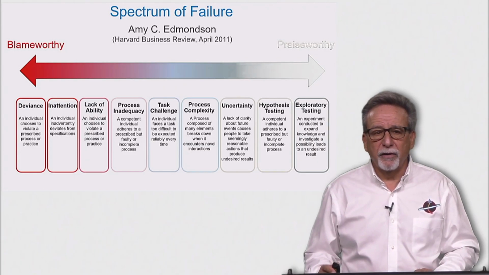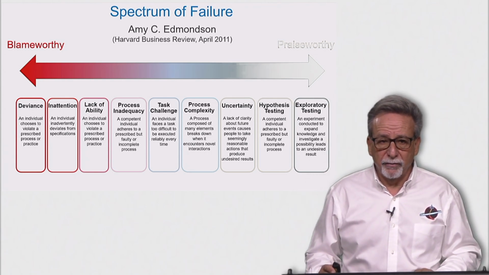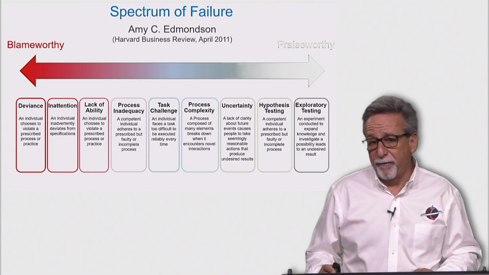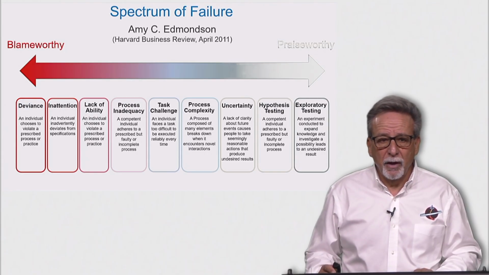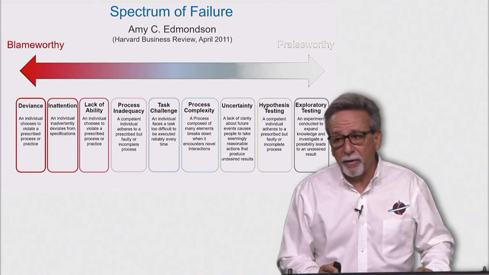Uncertainty: a lack of clarity about future events causes people to take seemingly reasonable actions that produce undesired results. Hypothesis testing: that's when an experiment is conducted to prove that an idea or design will succeed, and it fails. Exploratory testing: an experiment conducted to expand knowledge and investigate a possibility that leads to an undesired result. These are things that typically happen.